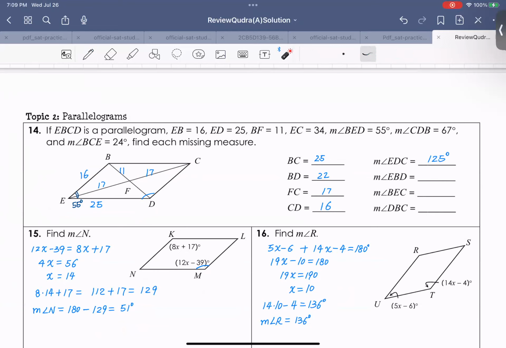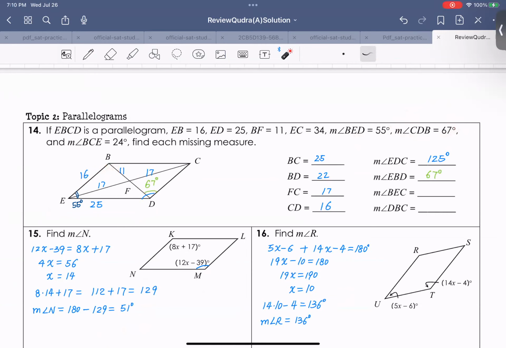Now looking at the bottom. EBD is here. We don't know yet, but we have two more conditions. Let's write down CDB. CDB is this. So here is 67, right? If this is 67, then how much is going to be EBD? Also 67. Very good.